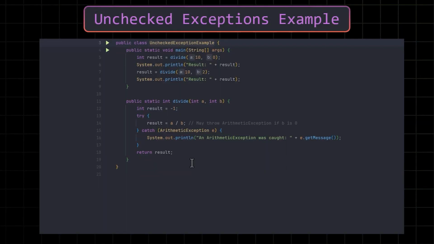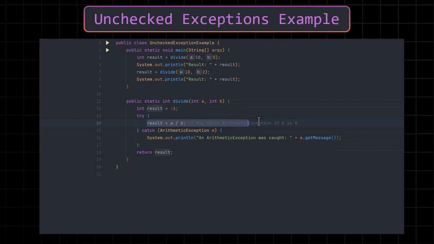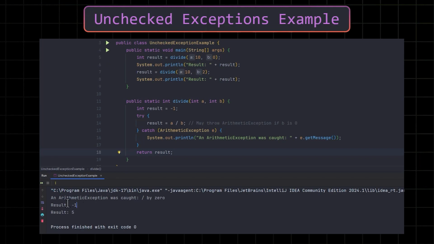So let's understand unchecked exception example with this code. So here we have the divide method, which may throw arithmetic exception if b is 0. And here we are catching the arithmetic exception and then printing the message inside the catch block. Now let's try to run this program, and we see that there was an arithmetic exception when we tried to divide 10 by 0, but then the exception was caught, and that is why the program execution did not stop here and all these lines were executed.